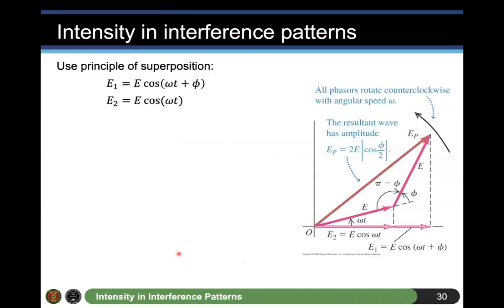Now, using the principle of superposition, they should just add up. But here, we also apply phasors, so it is better to look at the phasor diagram. E1 is this one, E cosine of omega t plus phi. And E2, cosine omega t, is this one, but rotated with a phase angle or phase difference of phi.